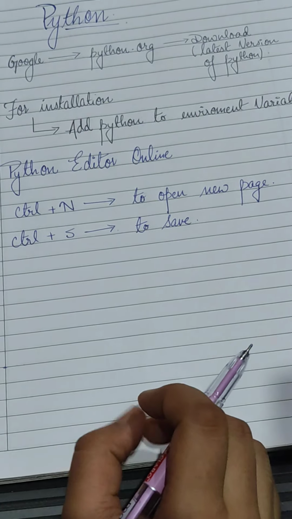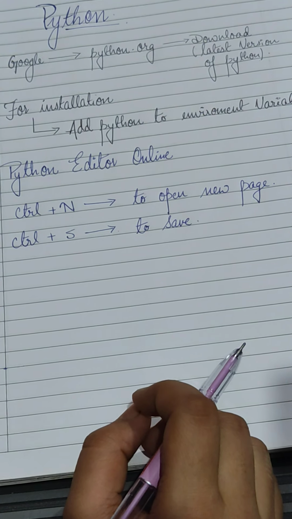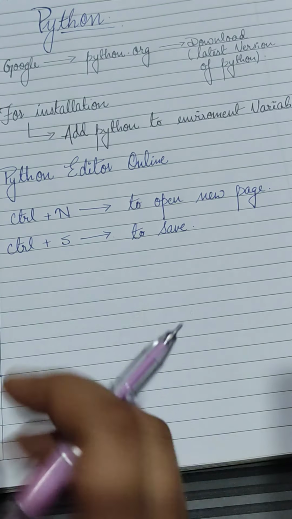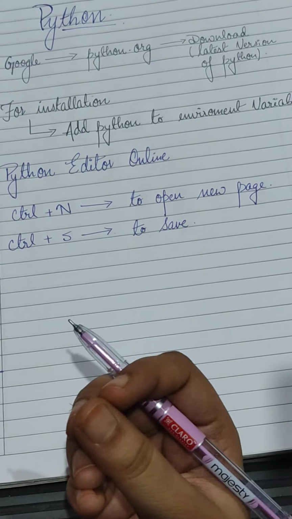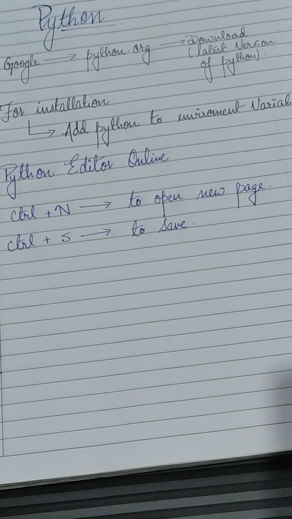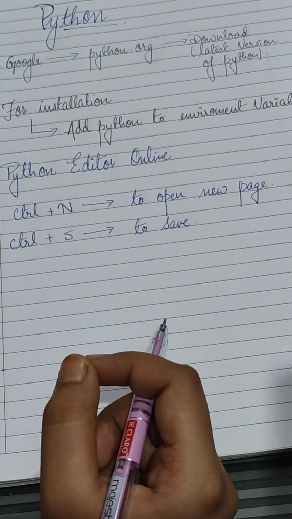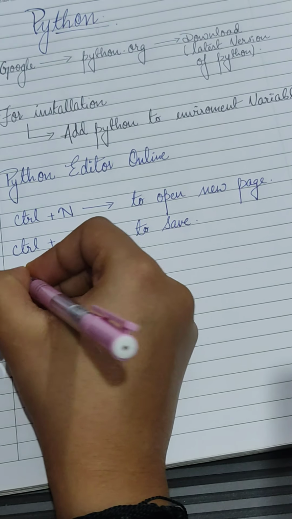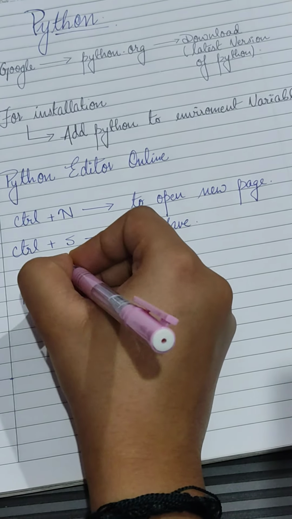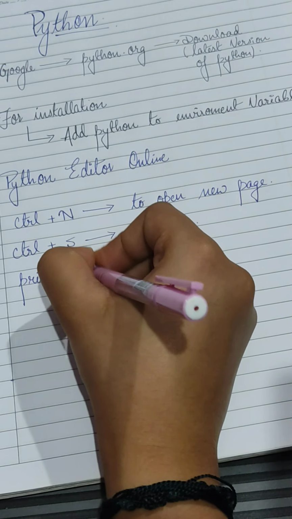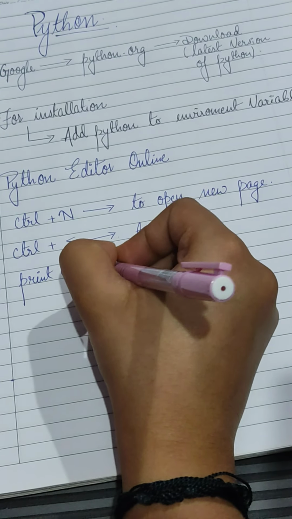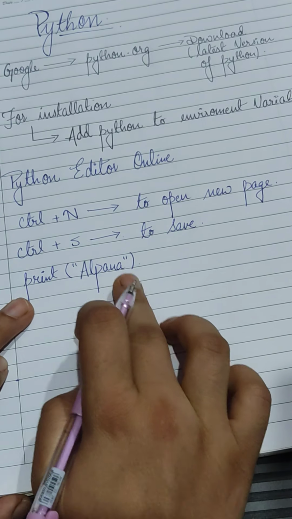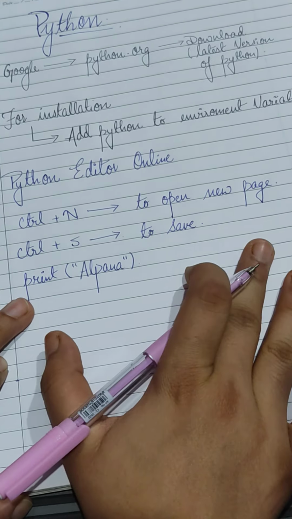Now I am going to give you some basics. If you have already read C or C++, you know how to take input and how to print output. So I will tell you the key concepts we use in Python. We use the print keyword to print the output on the console screen. For example, I am printing Alpna, so this will give you the output Alpna on the console screen.